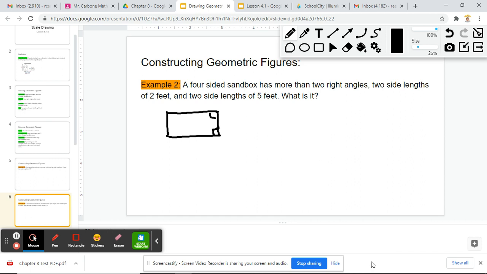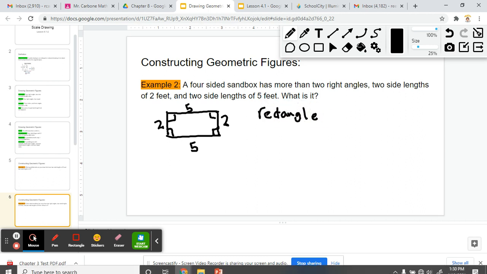All right. So now we should ask ourselves, what figures do we know have four right angles? Well, that means it's either going to have to be a square or a rectangle. But wait a second. It tells us that we have two side lengths of 2 feet and two side lengths of 5 feet. So we already know that a square has all equal sides here. This one does not have all equal sides. So that means a rectangle is our only choice for the figure we are drawing here.